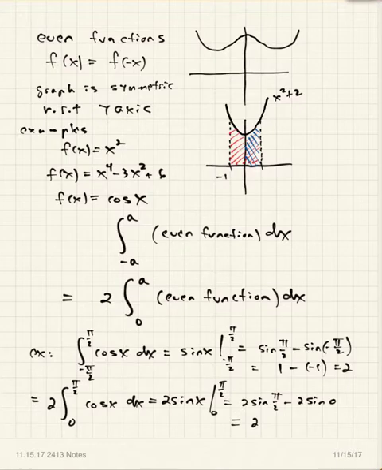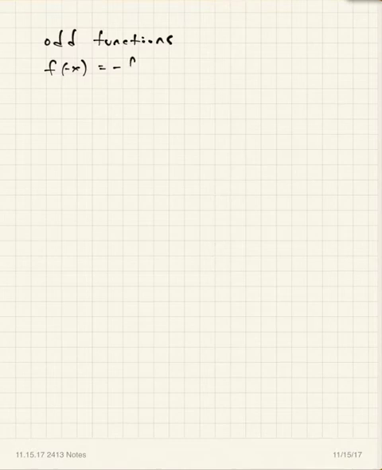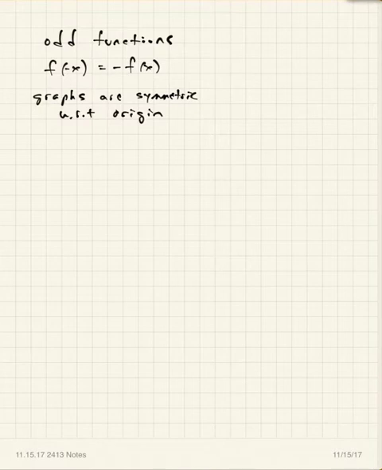All right, there's a similar situation, and this is actually simpler, it turns out, for odd functions. Now, odd functions, remember, are functions where f of negative x is the negative of f of x. They're not the equal, they're opposites. And the graphs, in this case, are symmetric with respect to the origin. Graphs are symmetric with respect to the origin.